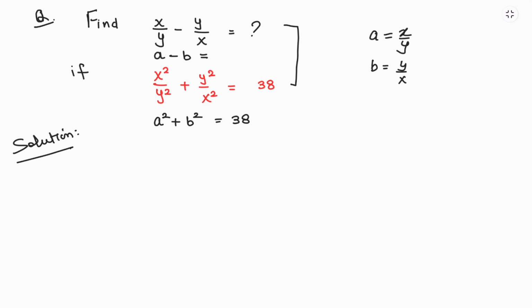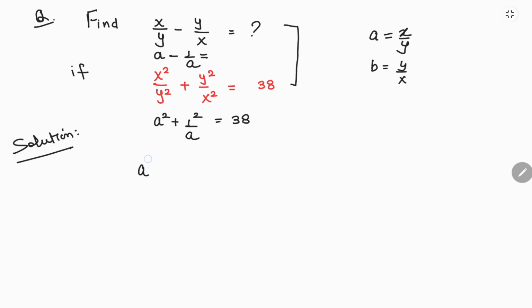Now we need to see what is the relation between a minus b and a square plus b square. I know that a minus b whole square is equal to a square plus b square minus 2ab, right? So here we have an advantage that a and b are reciprocal of each other, right? So instead of b, it is 1 by a. They are reciprocal of each other, right?